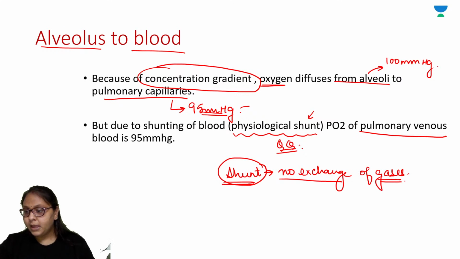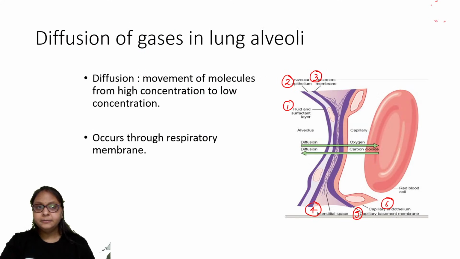Is it clear? So this is known, and this is because of the physiological shunting. That is, some amount of blood comes from the bronchial vessels, which is not oxygenated, and that will be added with that of the oxygenated blood, and therefore the oxygen tension is further decreased because of the physiological shunting. Is it clear?